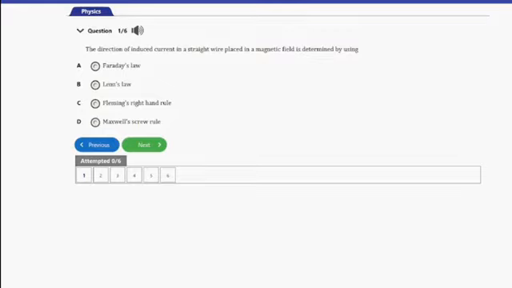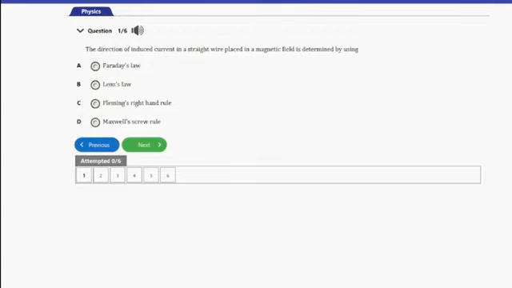Here it says the direction of induced current in a straight wire placed in a magnetic field is determined by using A. Faraday's law, B. Lenz's law, C. Fleming's right-hand rule, and D. Maxwell's screw rule. So guys, the answer to this question is option C, that's the Fleming's right-hand rule. So that's it for this question.